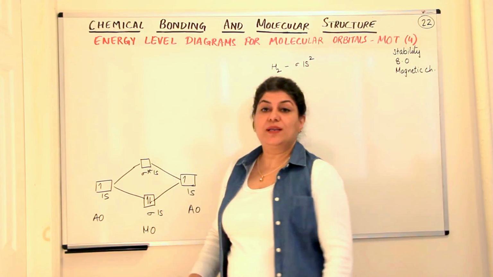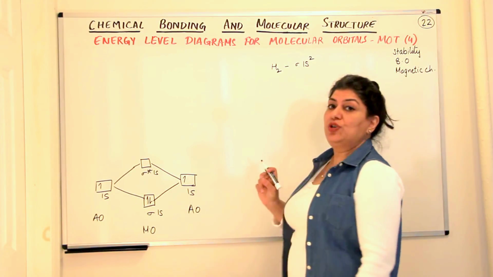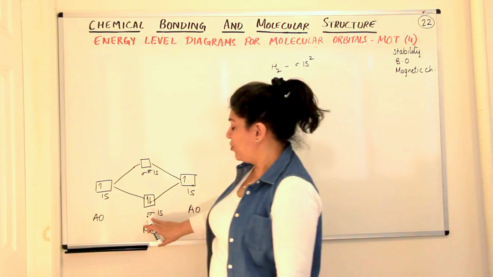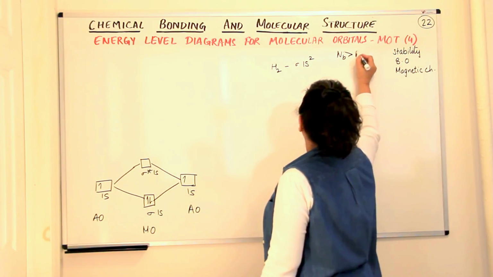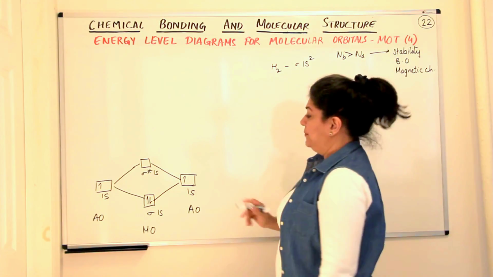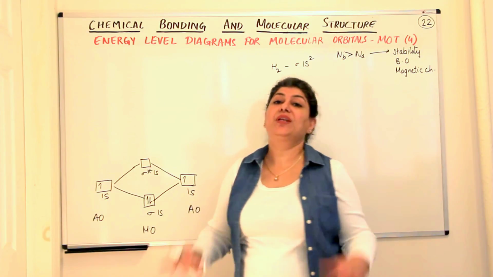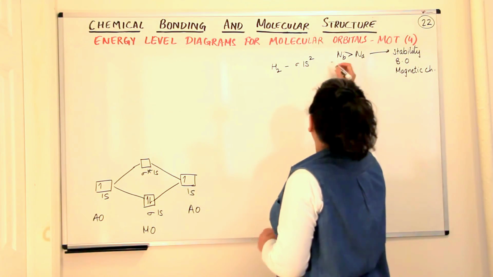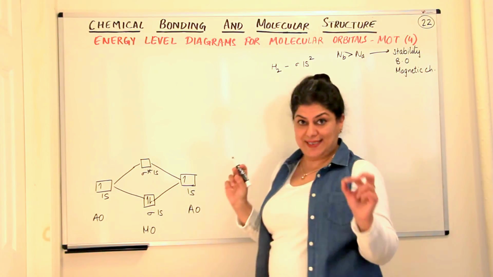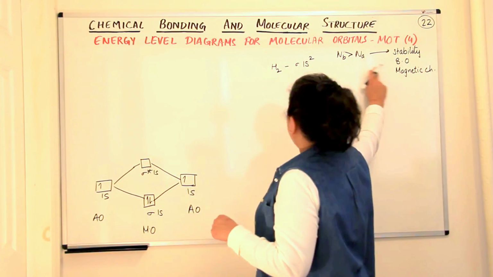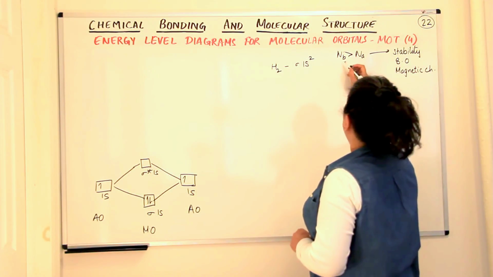From this, what do you understand? We see that we can determine the stability. How do you find out the stability? If the number of electrons in bonding orbitals, Nb, is greater than Na, the molecule is stable. We see that there are 2 electrons in the bonding orbital and no electron in the antibonding molecular orbital. Therefore, Nb is greater than Na and hence this molecule is stable and it exists. The second thing that we can determine from it is its bond order. How do you calculate bond order?